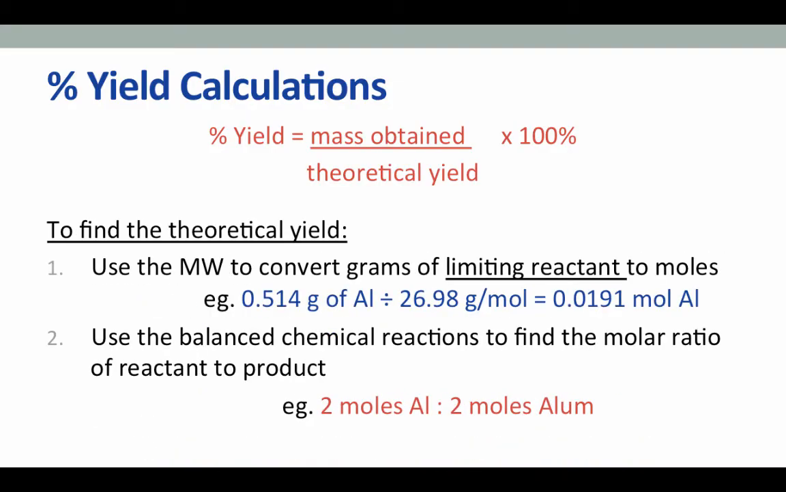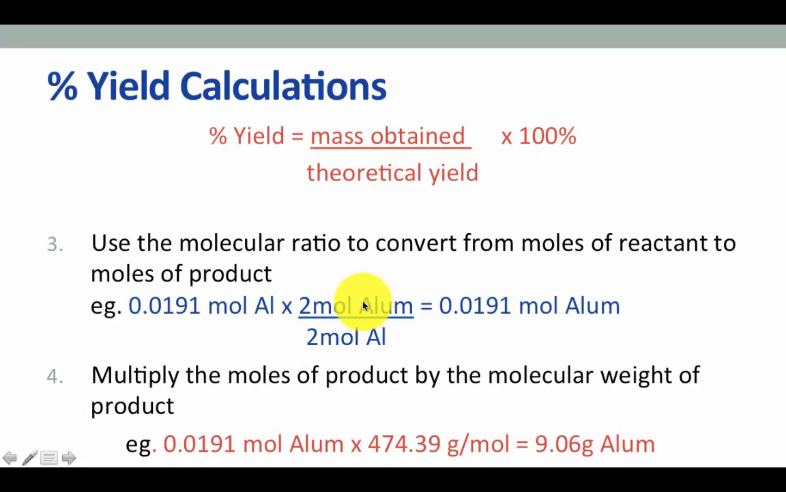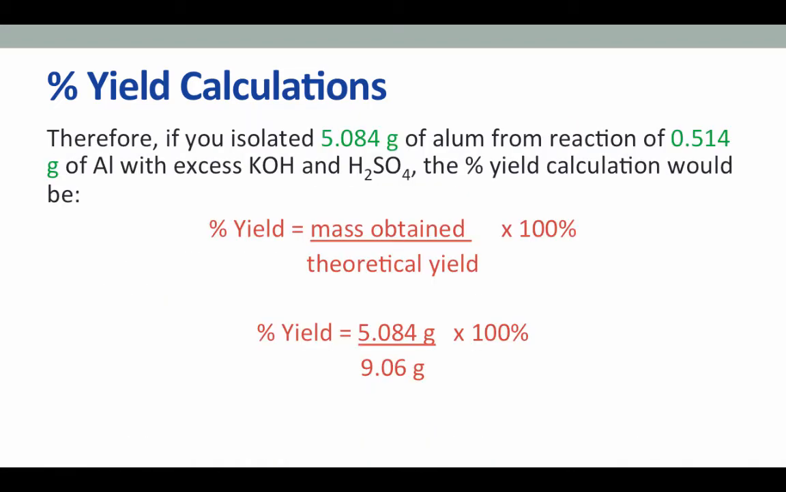So backing up, if I started with 0.514 grams of aluminum, then the most alum that I should be able to synthesize is 9.06 grams. So my theoretical yield is 9.06 grams. Now I simply need to know my mass obtained.